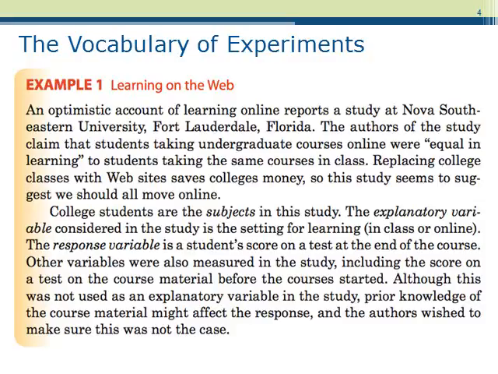College students are the subjects in this study, or the individuals. The explanatory variable considered in the study is the setting for learning, whether it be in class or online. The response variable is a student's score on a test at the end of the course. Other variables were also measured in the study, including the score on a test on the course material before the course started. Although this was not used as an explanatory variable in the study, prior knowledge of the course material might affect the response, and the authors wished to make sure that this was not the case.